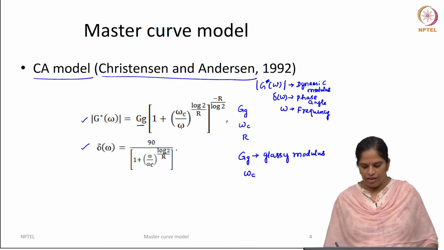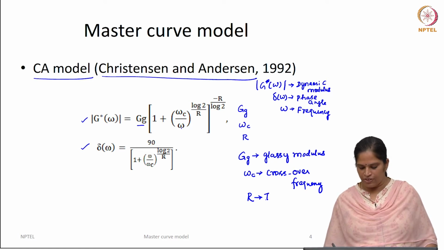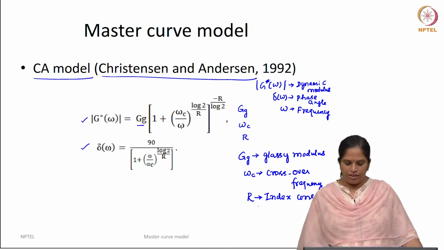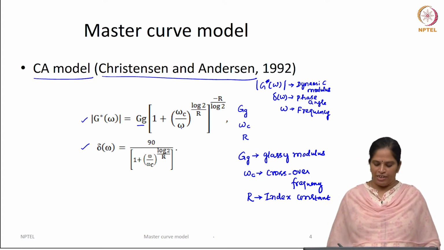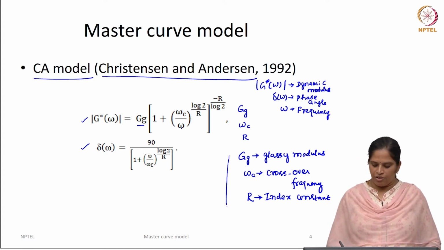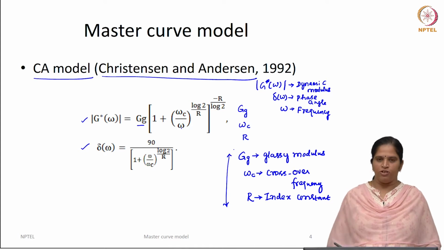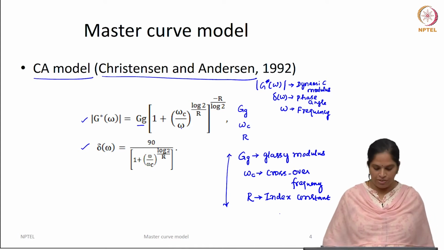And omega c is the crossover frequency. And R is a constant, which we call the rheological index, which describes the shear susceptibility of a material. Now let us see in detail how these parameters can be obtained and what is the significance of these parameters.